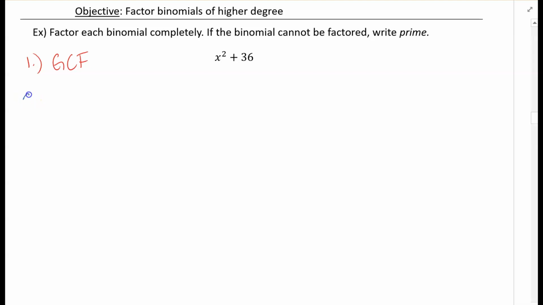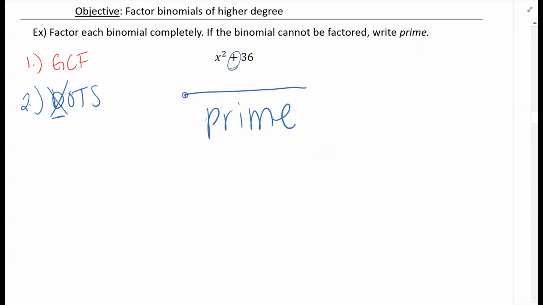Okay, then you want to check, do you have your DOTS? Is there a difference of 2 squares? The D stands for, remember, difference. This is an addition symbol, so there is no difference of two squares. I don't have a difference, so I can't do anything. I can't take out a GCF, and I don't have a difference of two squares, so if I can't do anything, my answer is going to be prime here. Okay?